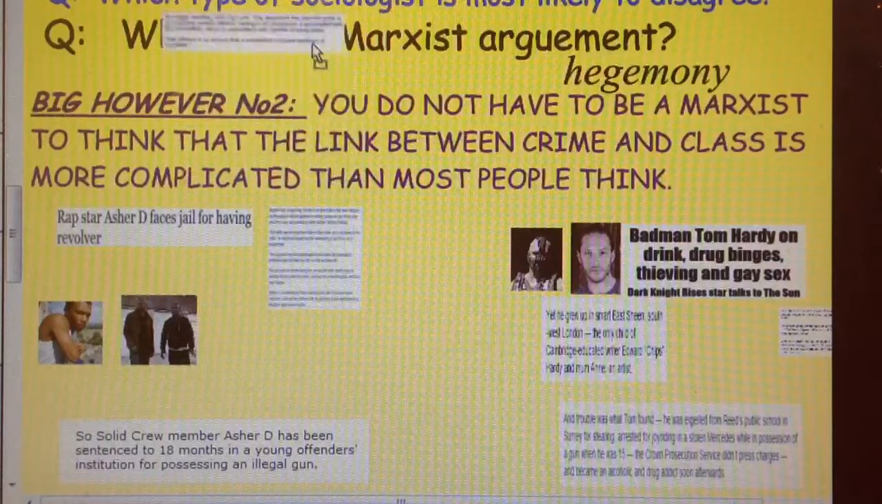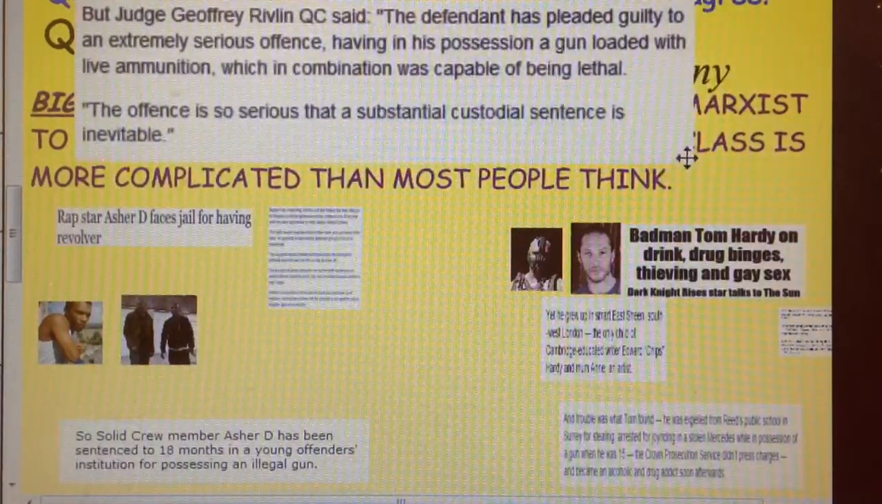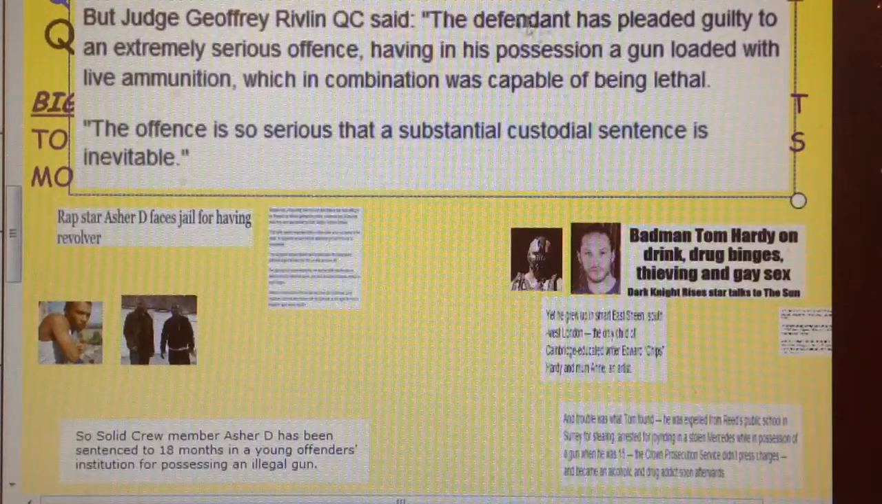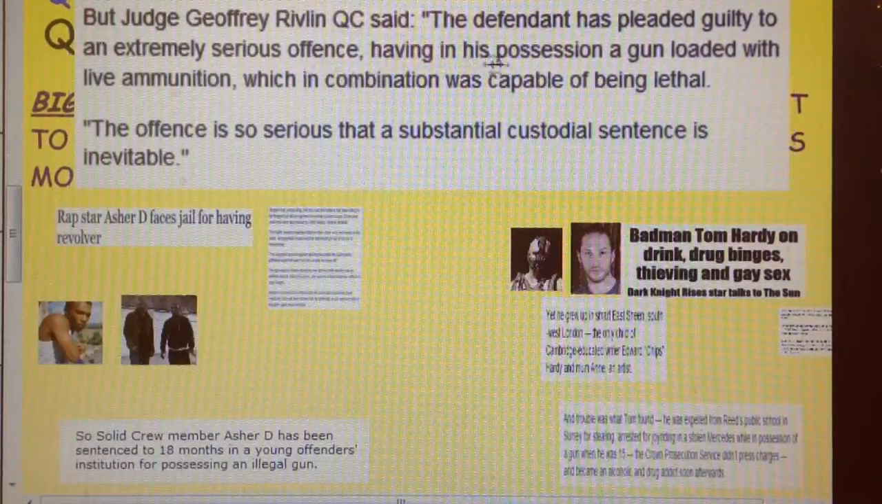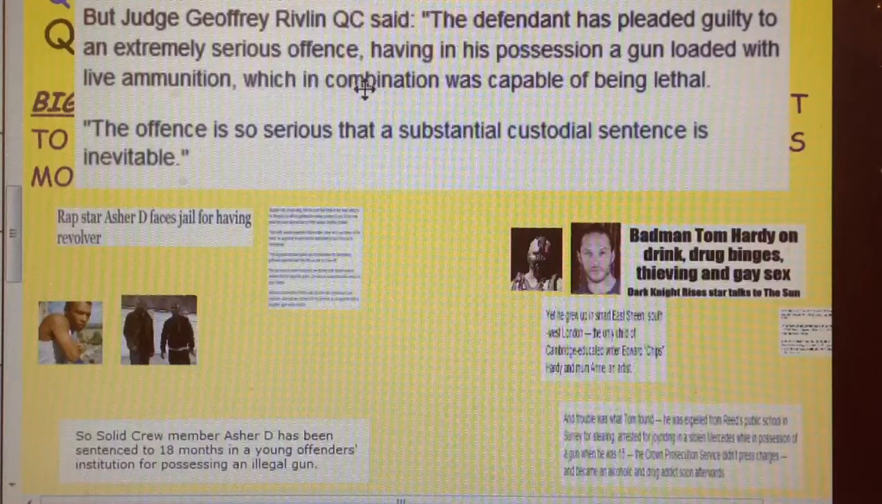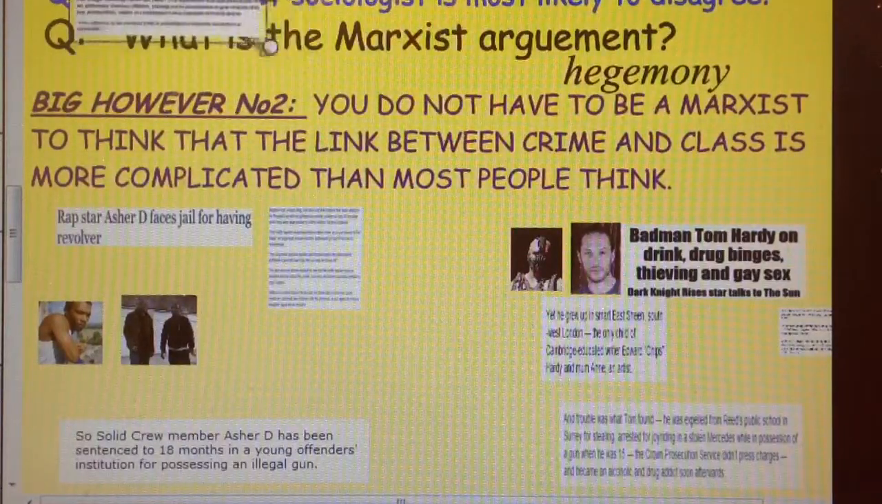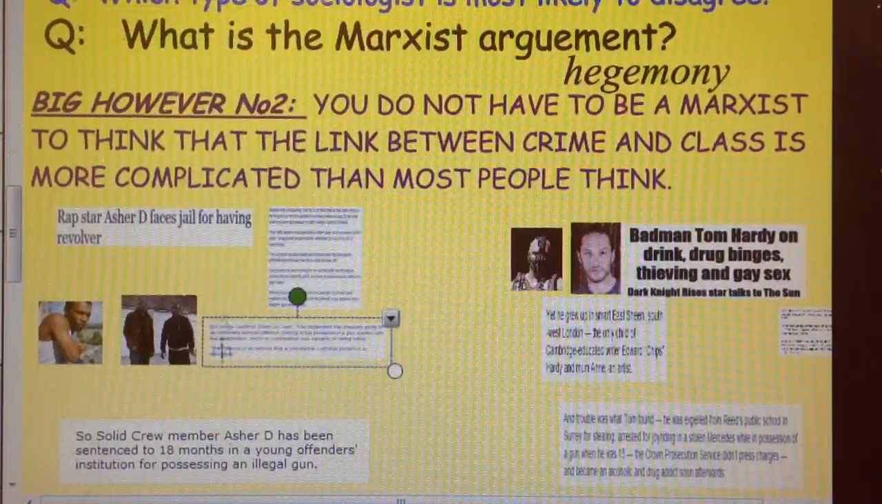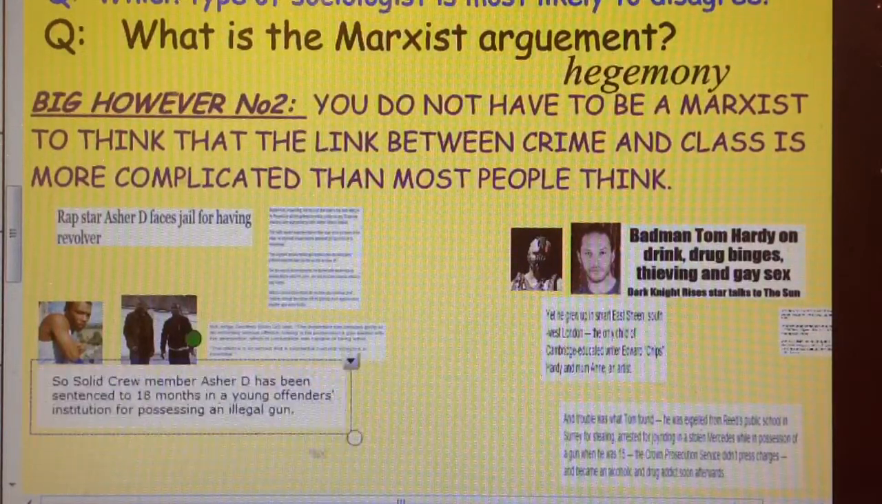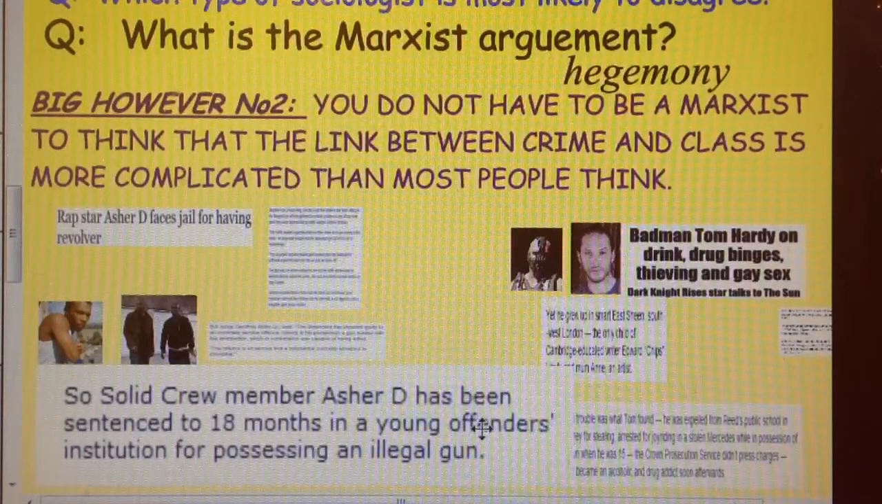When the case went to court, this is what the judge said. The defendant, Asher D, has pleaded guilty to an extremely serious offence, having in his possession a gun loaded with live ammunition, which in combination was capable of being lethal. So the judge says this is very serious, you've got a loaded gun. And so, in fact, he was found guilty and given 18 months.